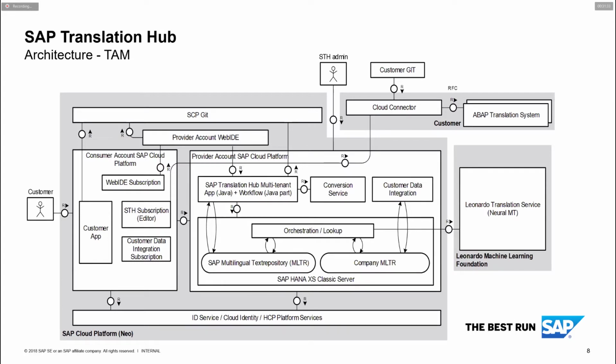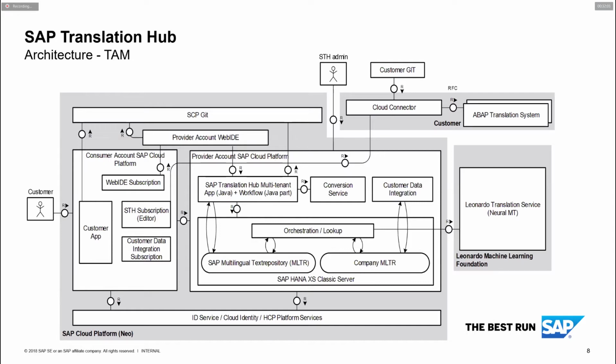But there's also the company MLTR. It is created by using the customer data integration service, which allows customers to upload their own terminology and translations, so as to have all the translation assets in one single place. In the context of customer data integration, different backend services are accessed via the respective facades, through the backend abstraction layer. Two types of MLTRs are supported here: the XLIFF MLTR, the translation industry standard, and the ABAP MLTR.